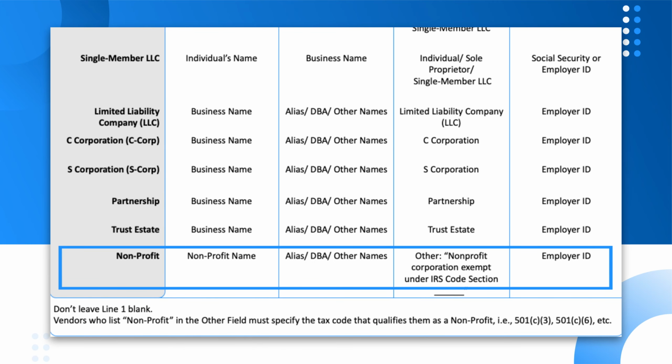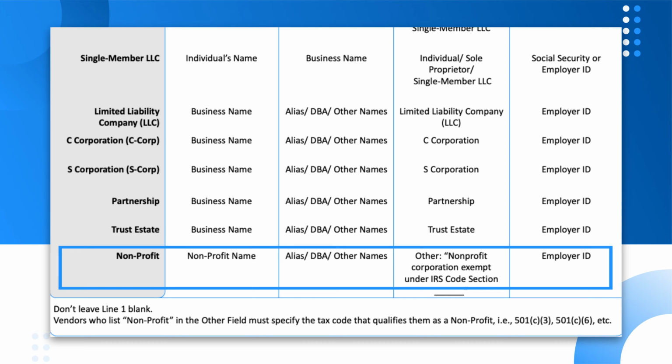For nonprofits, your nonprofit name should appear in line 1, and the alias or DBA name can be added to line 2. Other should be selected for the tax classification. You should state Nonprofit Corporation Exempt under IRS Code Section 501c3, 501c6, or the specific tax code that qualifies your nonprofit. Make sure you add your full address in lines 5 and 6.